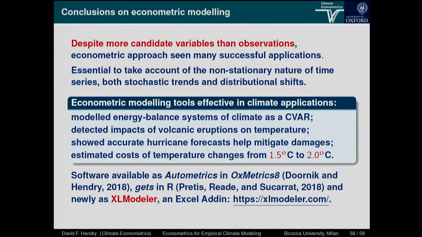Now, the econometric tools have been effective. We can model energy balance systems of the climate as a CVAR. That's one of the papers in the special issue that Eric referred to by Felix Brettes. We've detected the impacts of volcanic eruptions and temperature and really got the volcanologists and dendrochronologists quite excited about using these tools. We've shown that accurate hurricane forecasts really do help mitigate the damages that a hurricane costs. And we've shown that estimated costs of temperature changes from 1.5 to 2 degrees are quite serious.